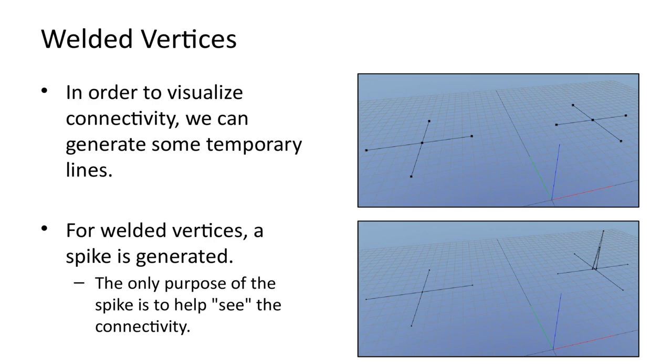In order to visualize connectivity, we can generate some temporary lines. This can be used as a verification that the network is properly connected. The connectivity could be visualized in various ways, for example as a circle or a box. In this case, we generate a set of lines in a pyramid shape. They look like a series of vertical spikes.